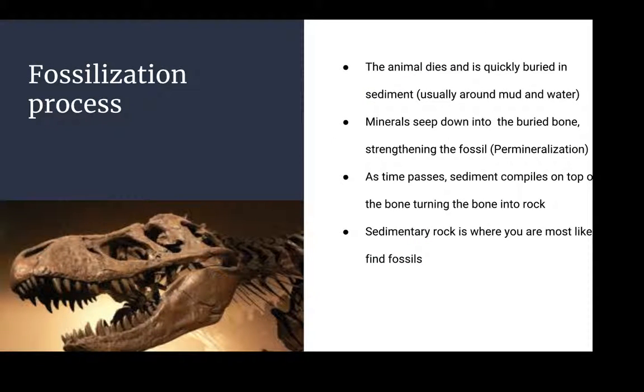Alright, so the fossilization process begins when a form of life or an animal dies, and it has to be quickly buried in sediment. It usually has to be around mud or water, because if it stays on the surface of the earth, scavenger or predatory animals might get to the carcass, or the exposure of sun and other elements will quickly decay the body. So it is important for an animal, in order to become a fossil, to be quickly buried.